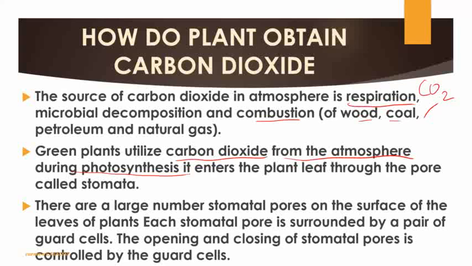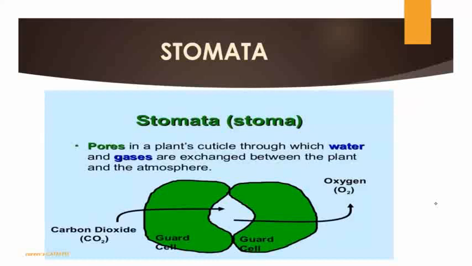It enters the plant body through the leaf. How does it enter? Through the leaf, because the leaf has pores that are defined as stomatal pores. So there are a large number of stomatal pores present over the surface of leaves. You can see each stomatal pore is surrounded by a pair of guard cells. These guard cells help in the opening and closing of stomatal pores. The opening or closing of stomatal pores is controlled by these guard cells only. These guard cells help to control the opening and closing of what? These stomatal pores. As you can see in the diagram, this is what? Stomatal pores.